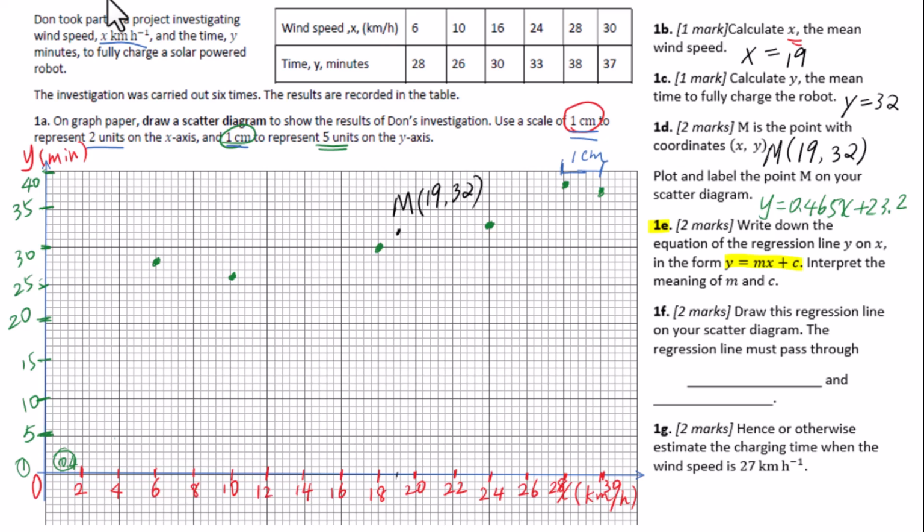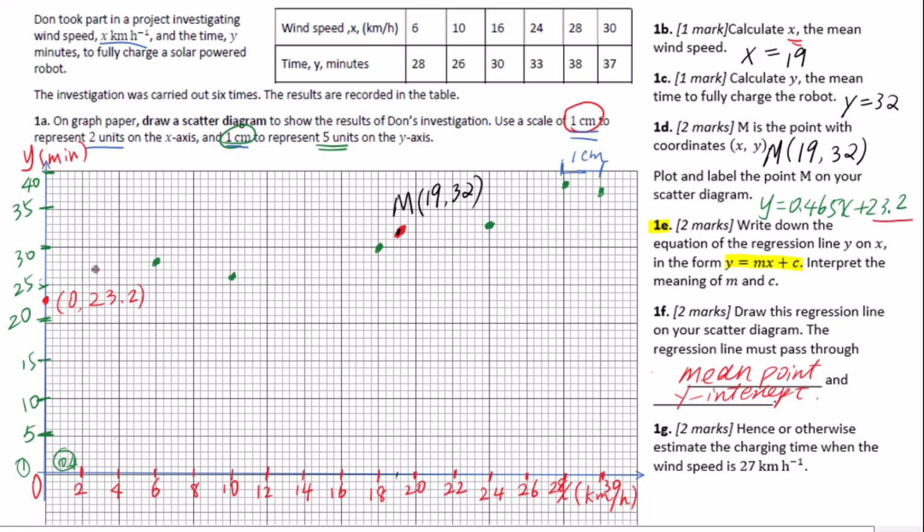Let's go to 1f. Draw this regression line on your scatter diagram. The regression line must pass through mean point and y-intercept. This is the rule when you draw any regression line on the graph. So you have to pass through this mean point here. And also the y-intercept is 23.2. 23.2 is here. This is the y-intercept, 23.2. Then you will use a ruler to connect these 2 points. This is a linear regression line, y equals 0.465x plus 23.2. Pass through this y-intercept and also the mean point.